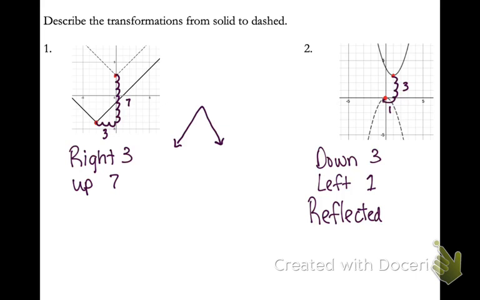There hasn't been a stretch or compress because if I look closely at it, from the vertex, I only go over 1, up 1 on both sides. So see, we just go over 1, up 1 for each of these, so there hasn't been any sort of a stretch or a compress.